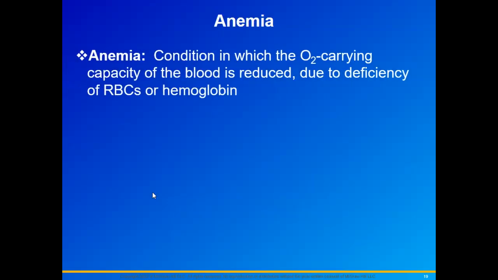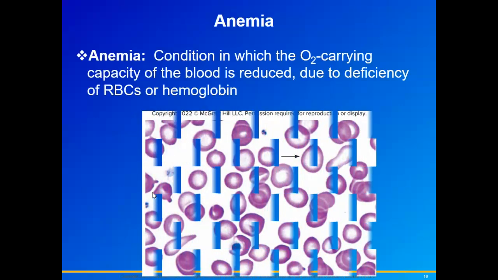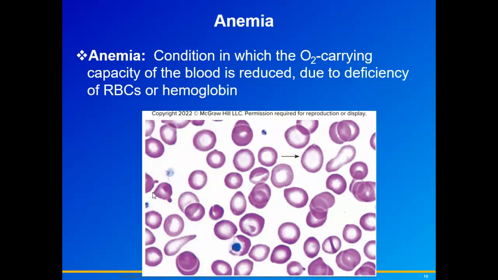So anemia is a condition in which the oxygen carrying capacity of the blood is reduced. And this is going to be due to a deficiency of one of two things: red blood cells or hemoglobin. I have a chart that we can look at. We can see some red blood cells that are fairly healthy. Do you know why they're white in the middle? Concentrated because of the biconcave. That's it. It's the way that the light is reflecting off of it because they're a biconcave disc, so that's why it looks white in the middle.